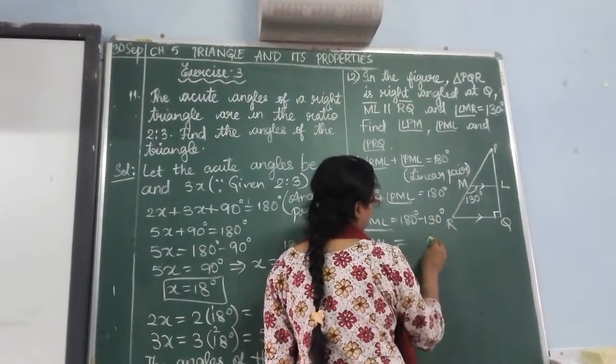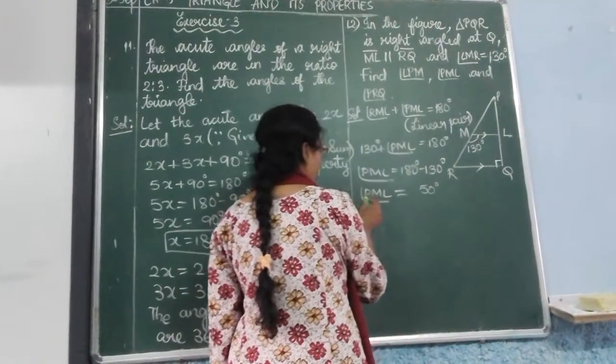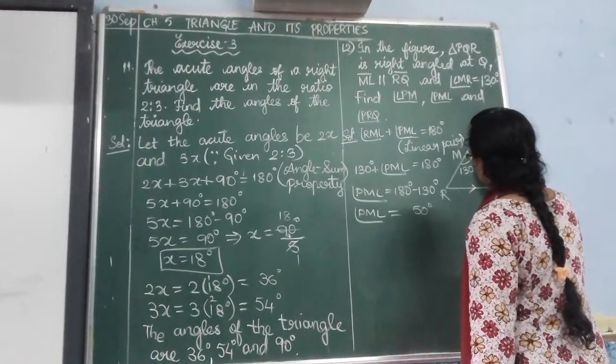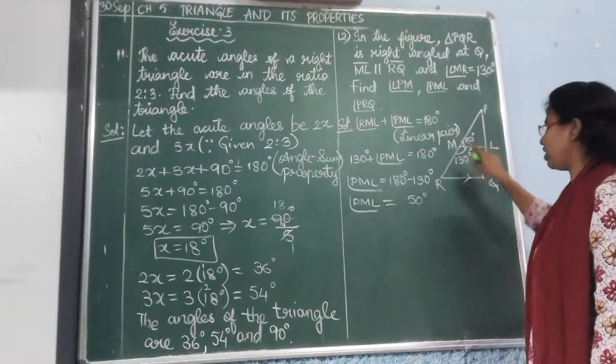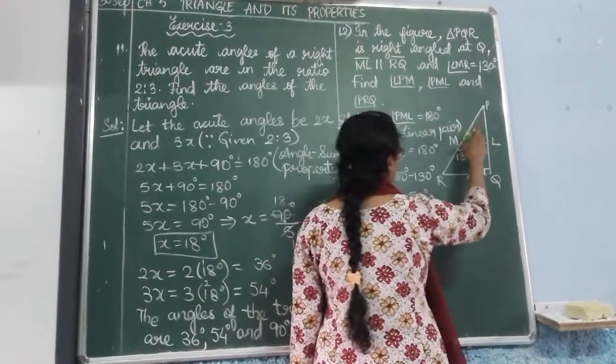0 minus 0 is 0. 8 minus 3 is 5. 1 minus 1 is 0. So you got this part of the angle as 50 degrees. How much did you get? 50 degrees. So now let us continue. We got this part of the angle.